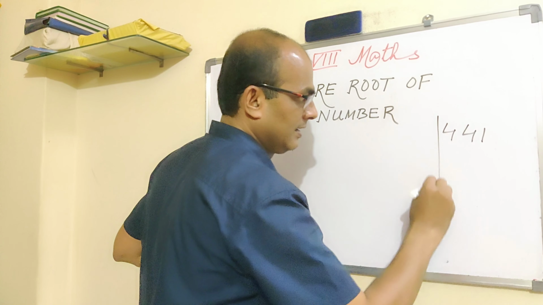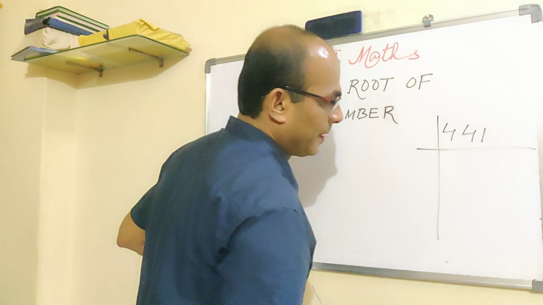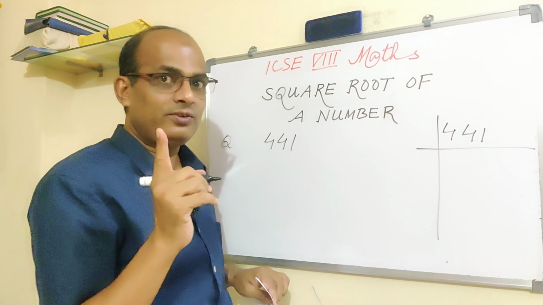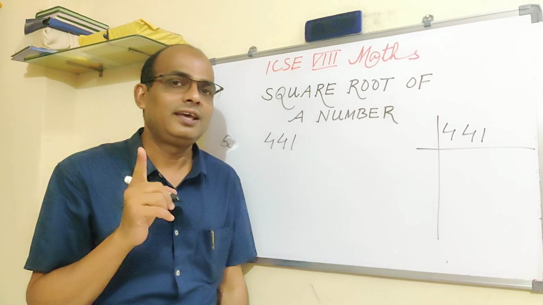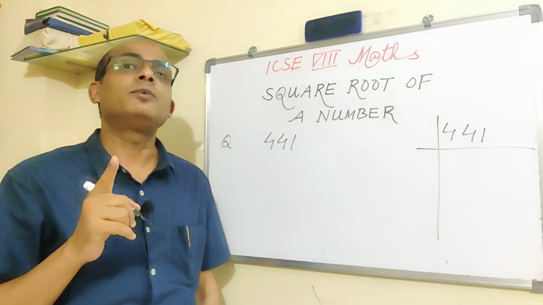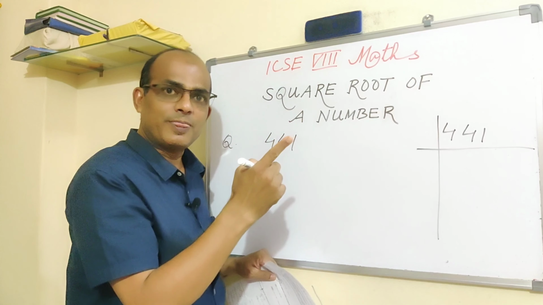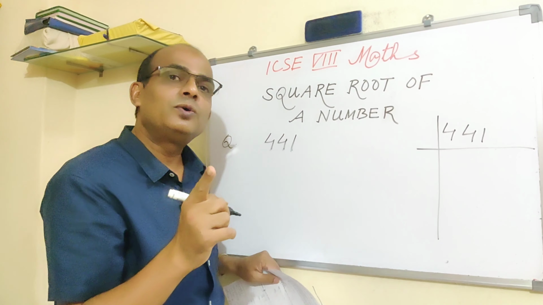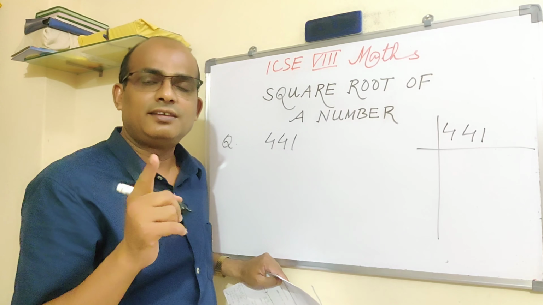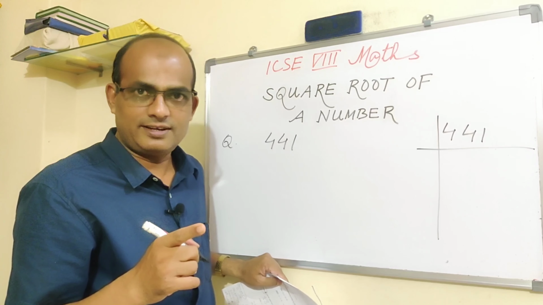Now, as I told you, I messaged you that you should know all the tests of divisibility. Then you can find out easily if this number is divisible by 2 or not, by 3 or not. Otherwise you'll waste your time. So you should know the test of divisibility by 2, 3, 4, 5, 6, 7, etc.